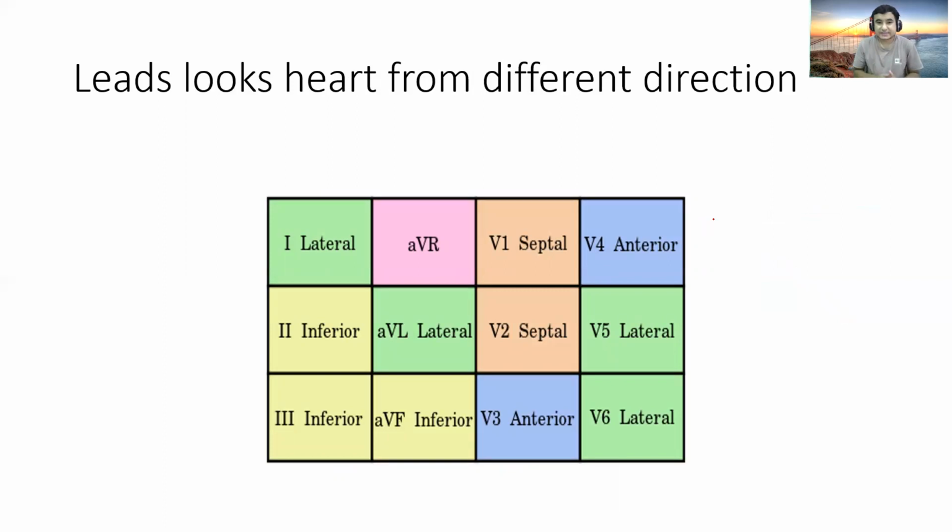Now, from which direction the leads are looking, as I have already told: lead 1. The positive terminal of lead 1 is on the left side, so it looks at the heart from the lateral side. So if there is any problem in the lateral surface of the heart, then you can see the changes in lead 1. Similarly, lead 2 and lead 3: the positive terminal of lead 2 and lead 3 is at the bottom, in the left foot region. That's why they look at the heart from the bottom. So if there is any problem in the inferior surface of the heart, like in inferior wall MI, we see the changes in lead 2 and lead 3. That's what we have to know.